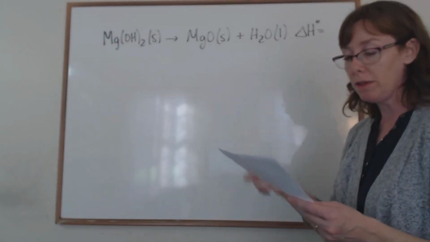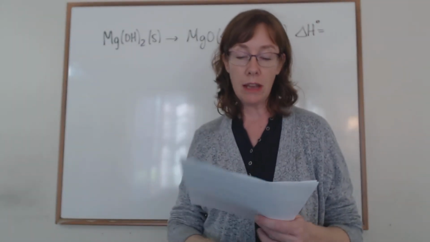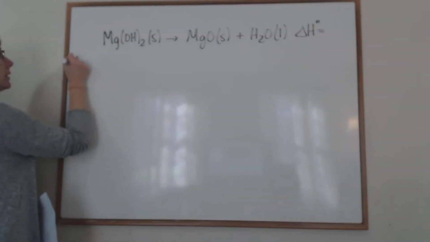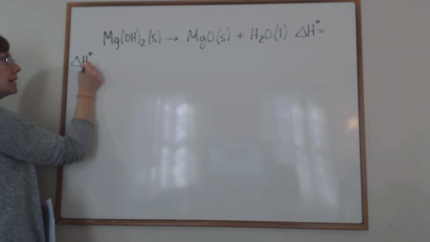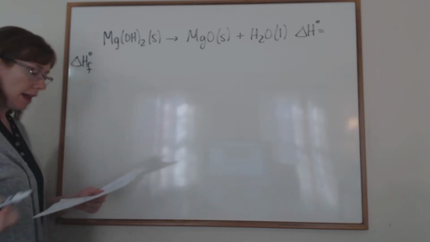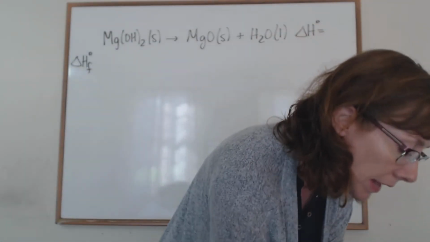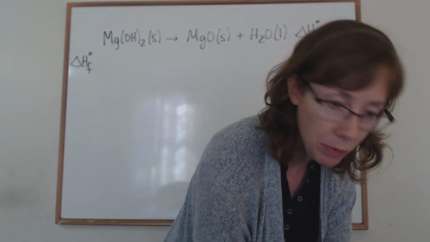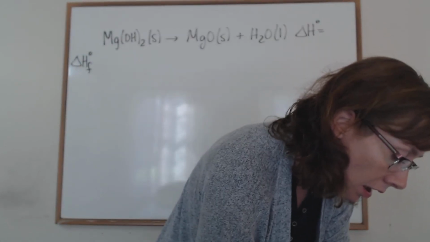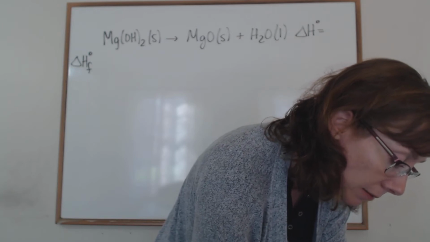One of the ways you can figure out that number is to use standard enthalpies of formation. These are the little things that look like that: standard enthalpy of formation. And what we'd have to do is look these up in the textbook, so you would go to your appendix. Now, on a test, I would just provide them to you. I'm not going to be requiring you to look things up during the test.